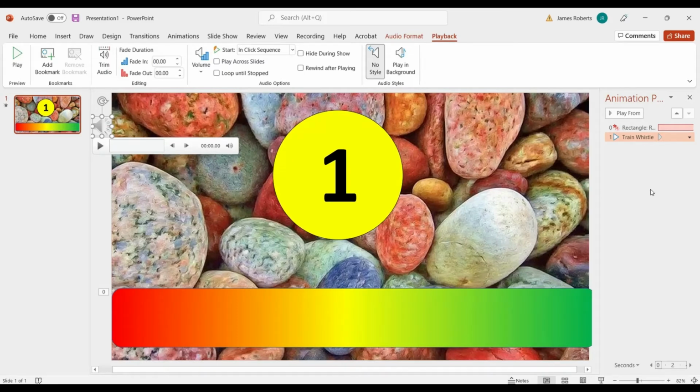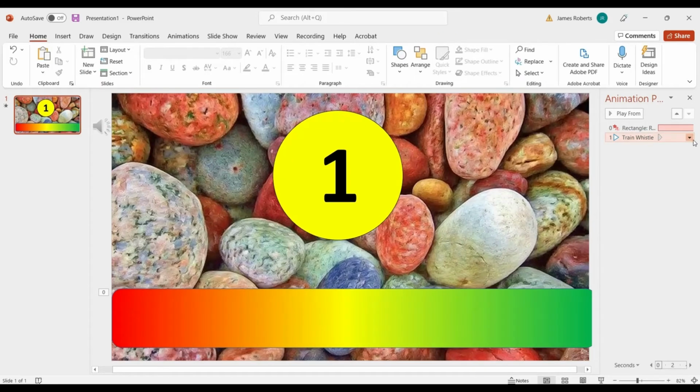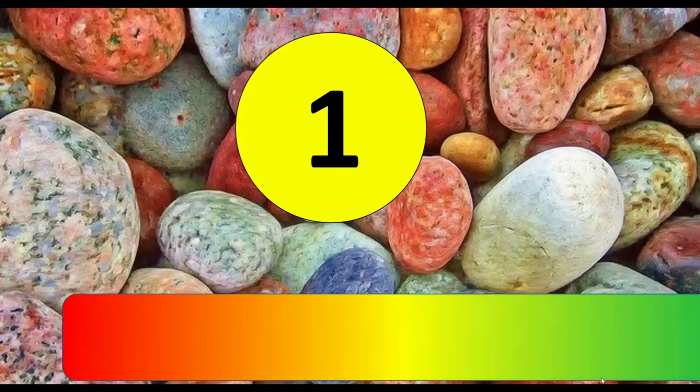Now what we want to do is have this train whistle start after the previous. So that means when this rectangle finishes, the train whistle will sound on the screen. It's really a cool effect to do. And you'll also notice the sound effect is after the rectangle, this colored rectangle here. That's important.